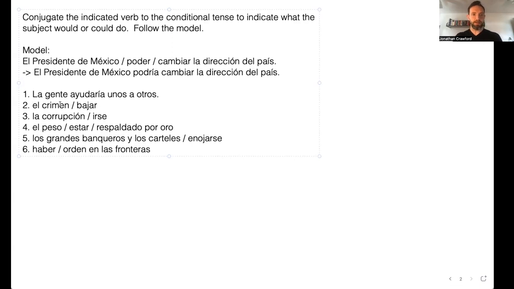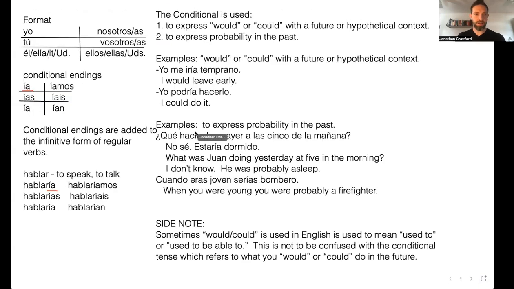El crimen, crime, bajar, to go down. El crimen, so crime is now doing the verb bajar, to go down. And we want to say crime would go down. Crime would go down. And so it would go down. Once again, we have to use ella. Ella right here. Notice that the yo form and the third person form is the same. Ella and ella.